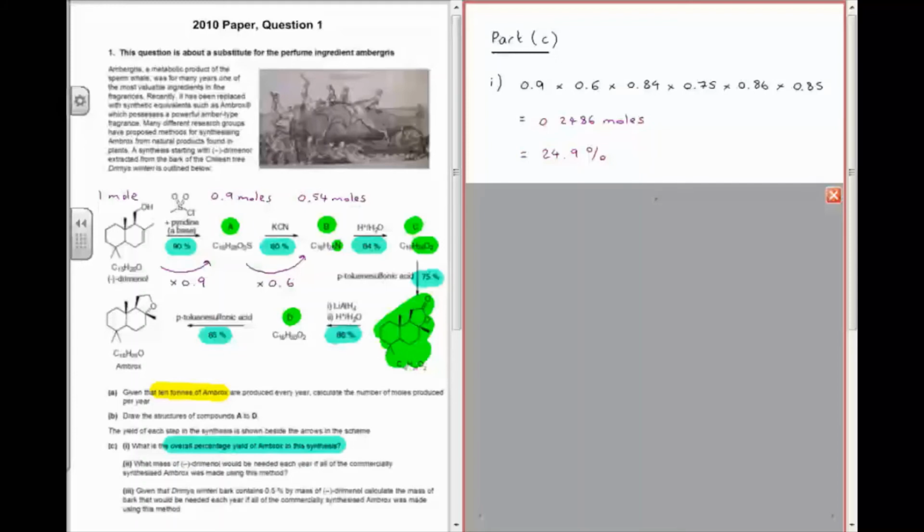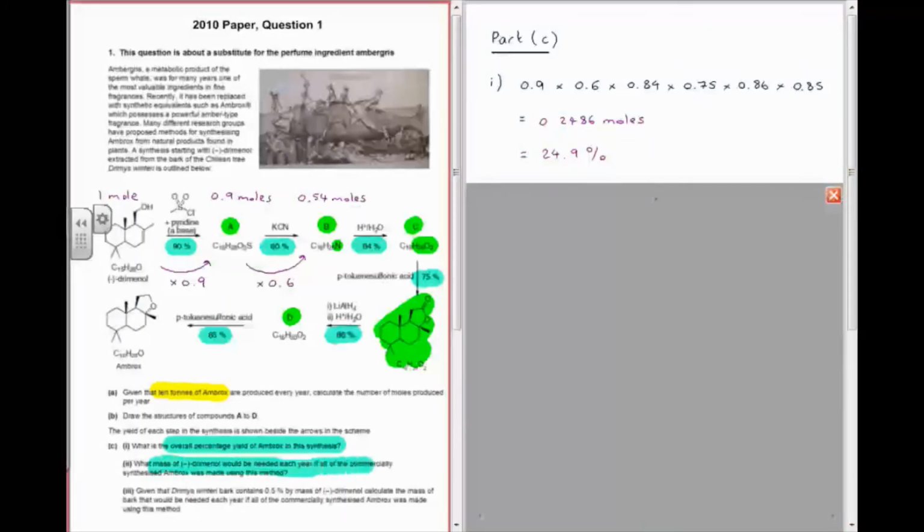In part 2 then, you are asked to use this overall percentage yield to calculate what mass of minus driminol would be needed each year if all of the commercially synthesized ambrox was made using this method. Now the minus driminol reacts to produce the ambrox with an overall yield of 24.9%. That's what we've calculated in part 1.